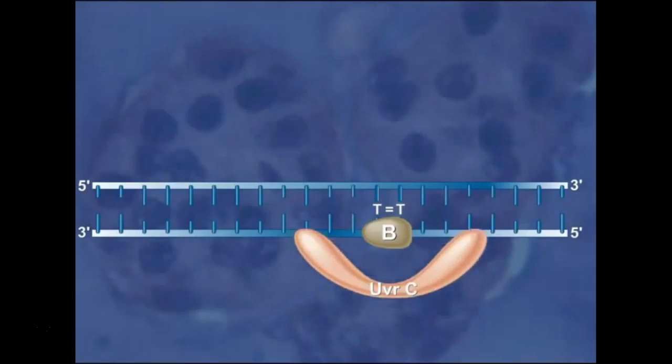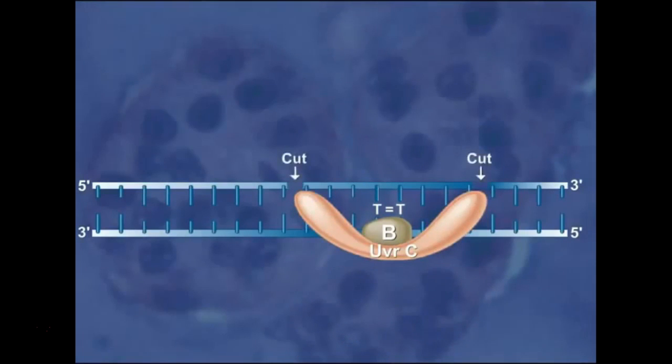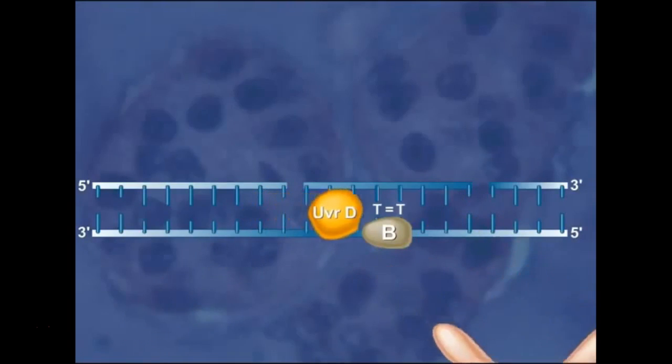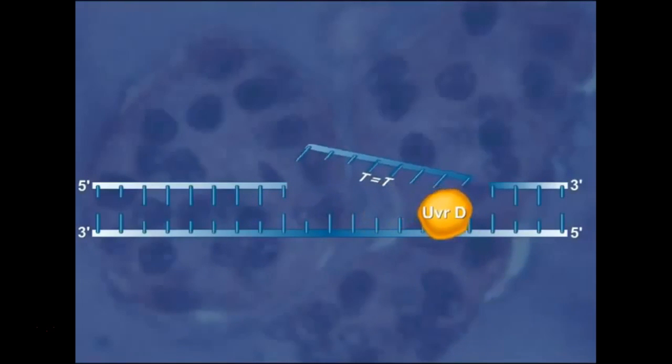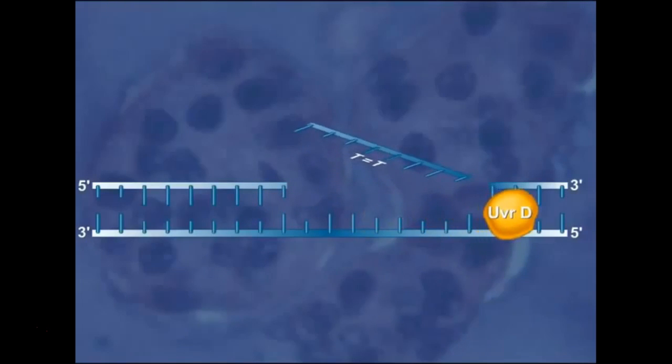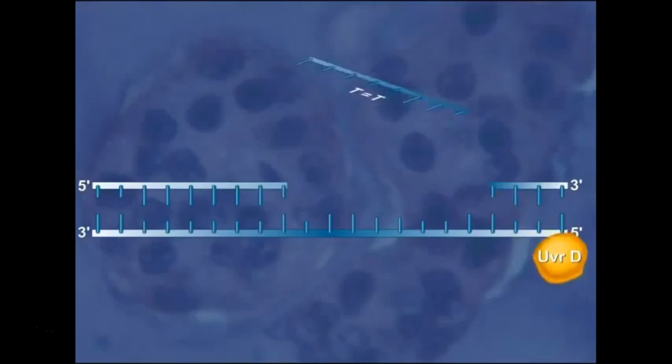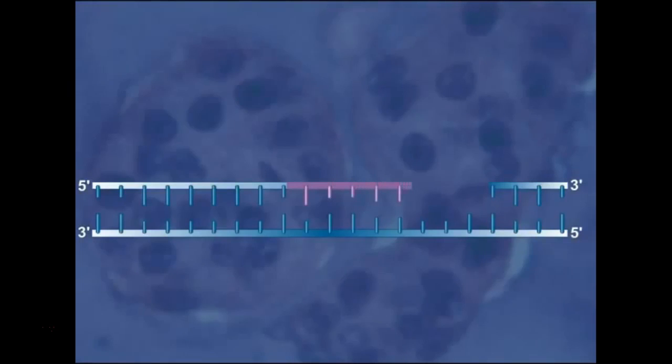UVRC then binds to the site and makes two cuts on the damaged strand. Both cuts are several bases away from the damaged site. UVRD, a helicase, then binds to the site and separates the segment of damaged strand from the rest of the DNA molecule. UVR B, C, and D are then all released from the damaged region. This leaves a gap that is filled with the proper nucleotides by DNA polymerase and then sealed by DNA ligase. The end result is that the damaged DNA has been replaced with the correct bases.